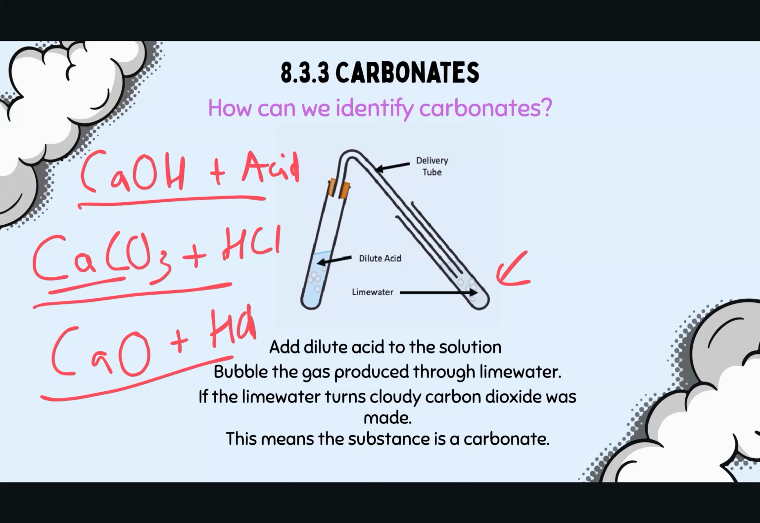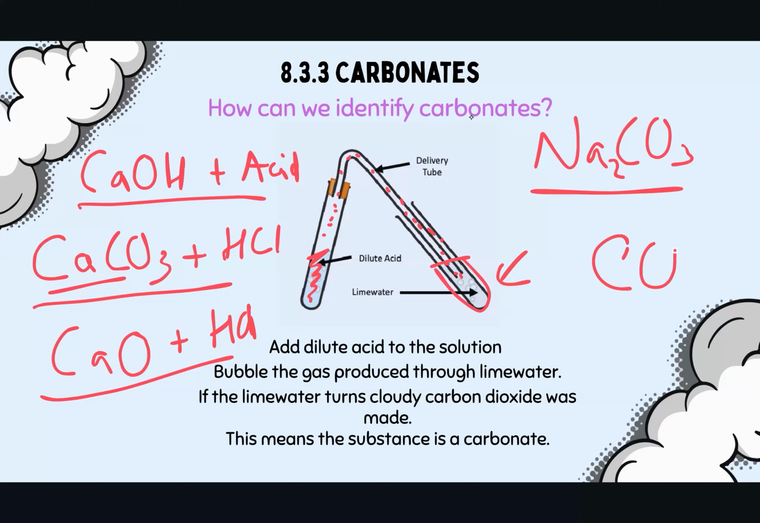So let's try a different one. Let's see, we're trying to identify if this is sodium carbonate. What do we do? We add it to the acid. If it is a carbonate, it releases carbon dioxide gas. When the carbon dioxide gas bubbles through the lime water, then what happens? It turns to a white color. And we know that the substance was a carbonate. It contains CO3 2 minus.